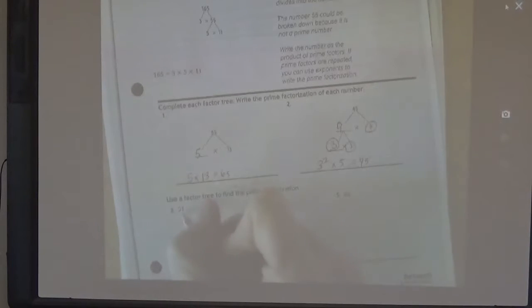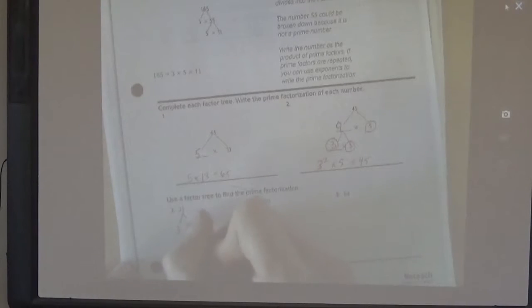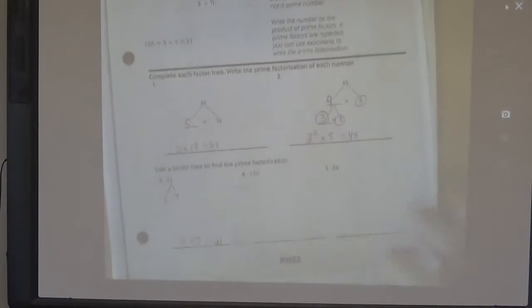How about 21? 3 times 7. So 3 times 7 equals 21. Both of those are prime, so we can stop there.